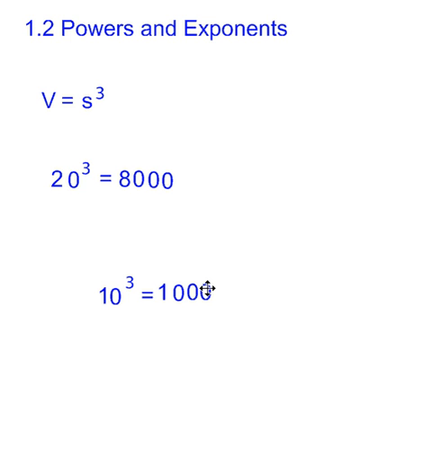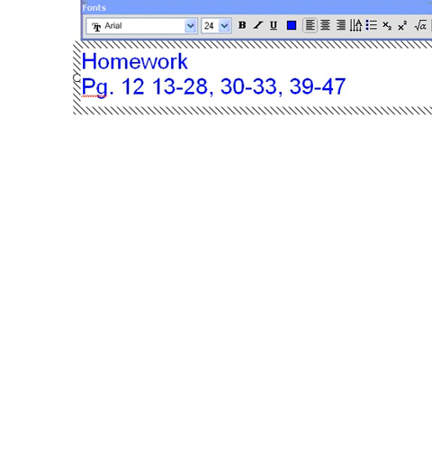All right, and this concludes this lesson. Your homework for tonight will be page 12, problems numbers 13 through 28, 30 through 33, and 39 through 47. If you have any questions while doing your homework, please raise your hand and I'll come over and help you.